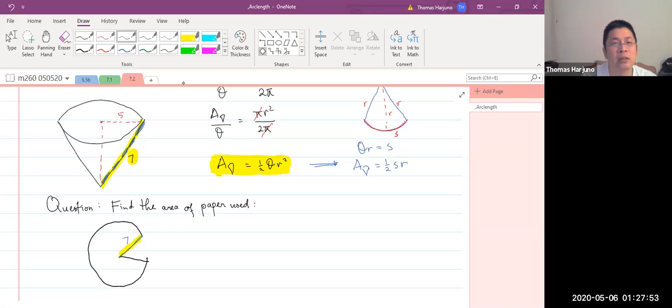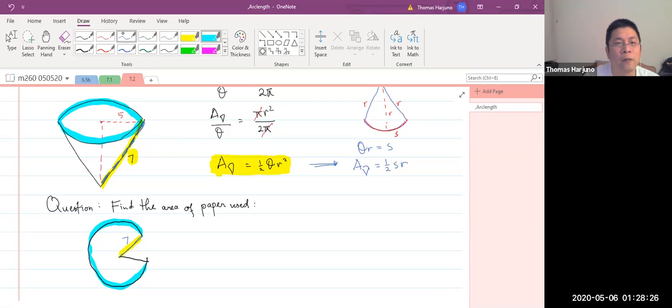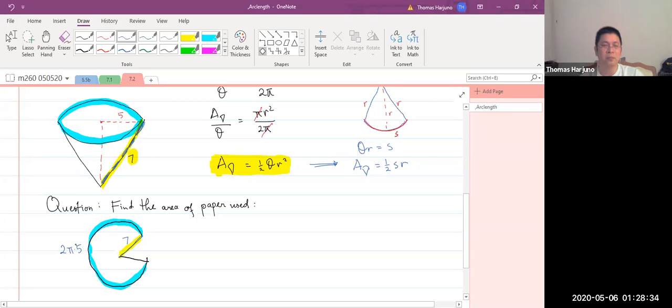Now the thing is, what will this be? What will that be? Now notice that the blue part here is actually coming from the circumference of the base of that cone. Right? Now the circumference of the base of that cone is actually 2 pi r, right? Which is 10 pi.